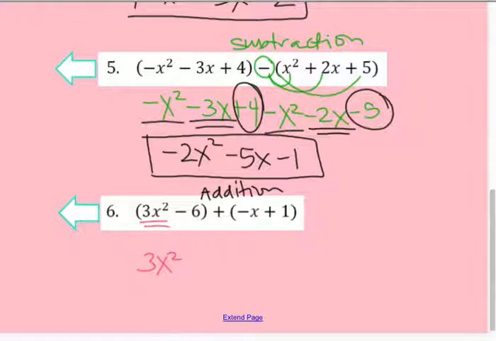Then I would go on to my x. Okay, I have negative x, so just minus x. And then lastly, my constant terms are my numbers. I got negative 6 plus 1, so minus 5.